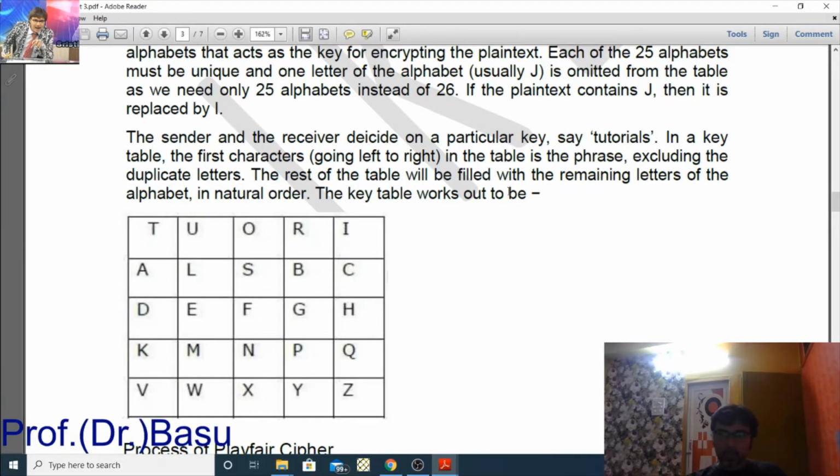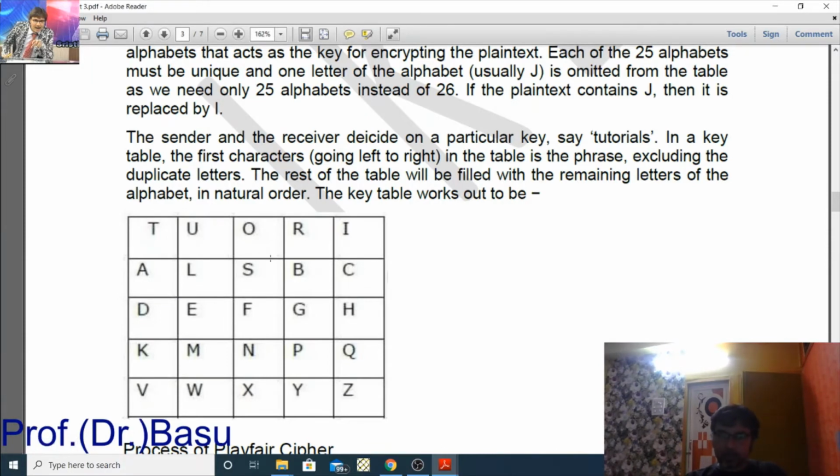So T, U, then T we are omitting, then O has not occurred, so we are putting O side by side, then R has not occurred, so we are putting R, then I. Then 5 rooms are filled, so the next character will come to the next position of the matrix, that is this position. Okay, so I already occurred, then A we will be putting over here, and so consecutive rooms will be filled up.